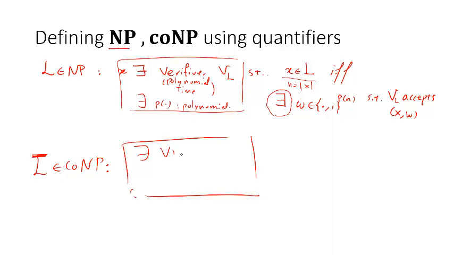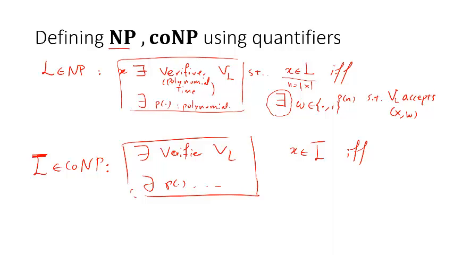So we already know that there exists a verifier, and there exists a polynomial p, everything the same. Now what is the change? Now x belongs to L bar if and only if I have to write something which means that x does not belong to L. That's the only thing. That would be the definition of L bar.